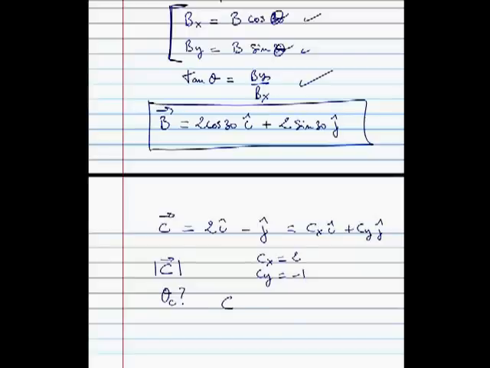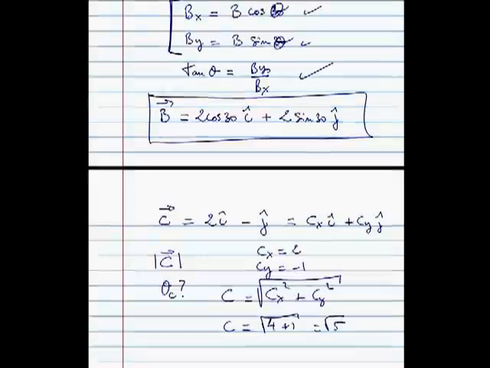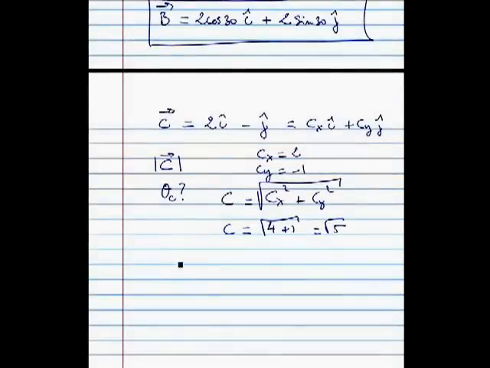Therefore, we know that C is related to Cx and Cy by this relation. Hence, we can figure out the length of the vector C by squaring each component and taking the square root. In this case, square root of 5. Similarly, we can obtain the angle by taking the arctangent of the y component divided by the x component. In this case, -1/2.